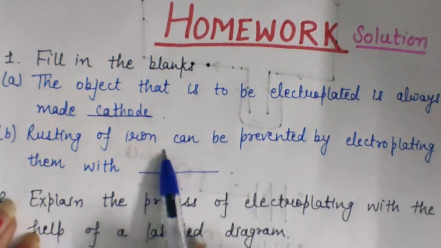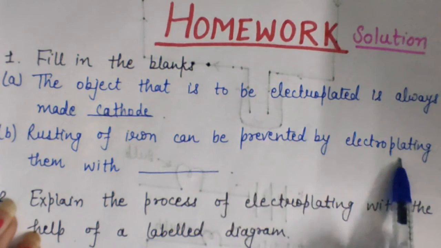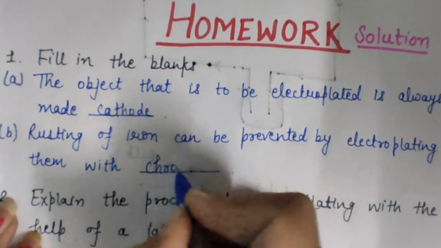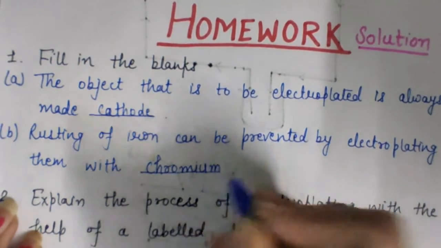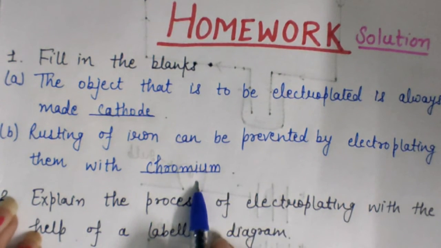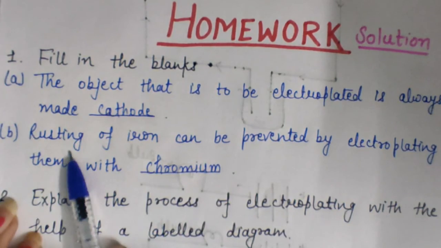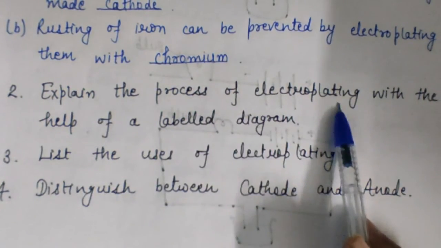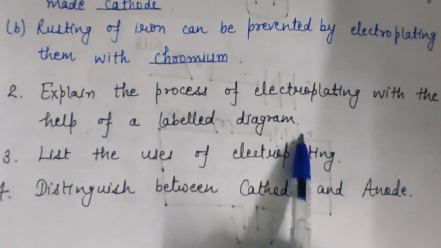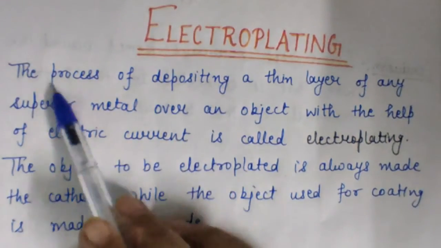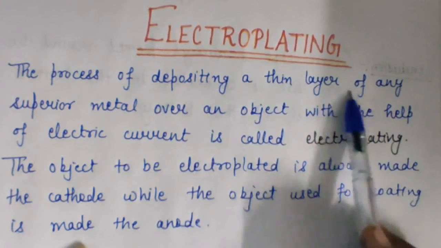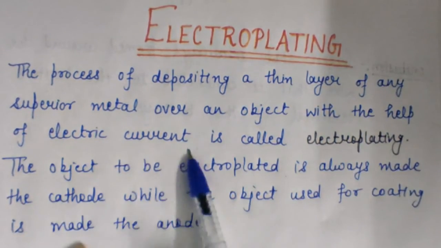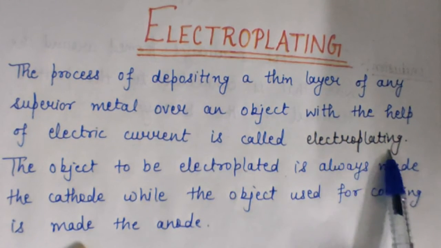B part: rusting of iron can be prevented by electroplating them with chromium. We can use chromium to prevent the iron from rusting. Second question: explain the process of electroplating with the help of a labelled diagram. Answer: the process of depositing a thin layer of any superior metal over an object with the help of electric current is called electroplating.